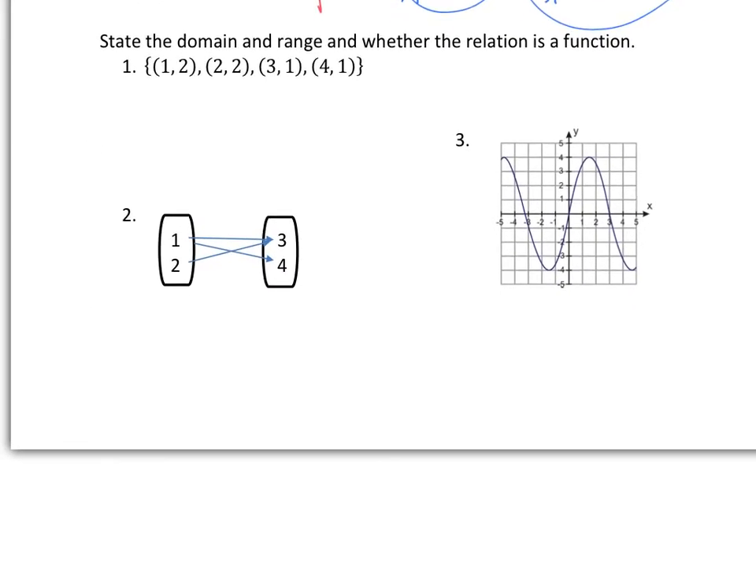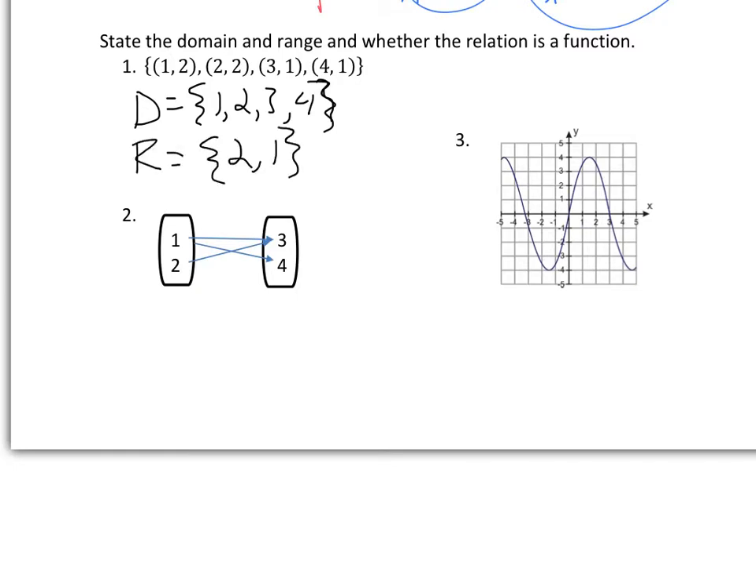So in these little guys, we're going to state the domain and range, and tell whether the relation is a function. Now relations, remember, is just any set of ordered pairs. So this is one way to represent it, as a set of ordered pairs. So the domain is just all the x's: 1, 2, 3, 4. And the range is just all the y's. 2, 1 are the only options.